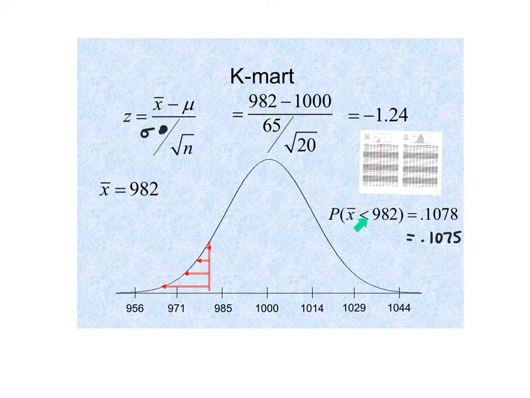It's around here, right? And we're going to shade everything below that. And again, why are we shading below? Well, we have to ask ourselves, how does 982 compare to 1,000? It's less than, so we're going to shade everything less than.